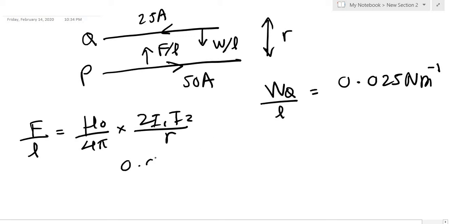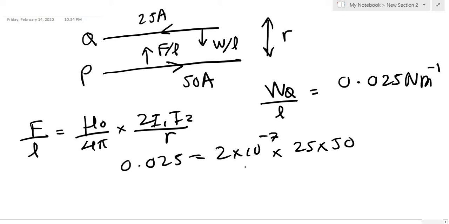So 0.025 is equal to 2 into 10 to the power of negative 7 into 25 into 50, all over R. Now I'm quickly going to solve this. It's 10 to the power of negative 2 meters. And this is essentially how your maglev trains work.